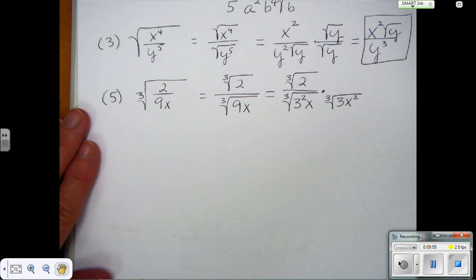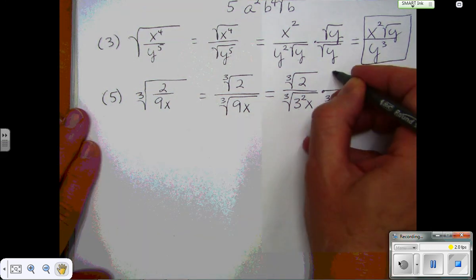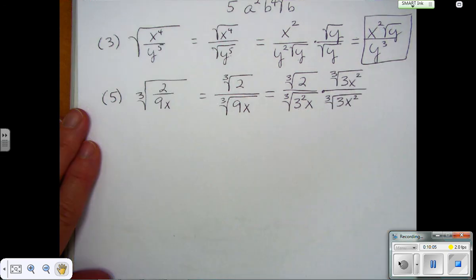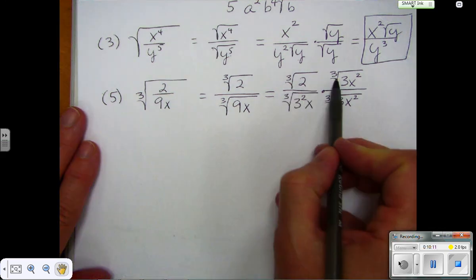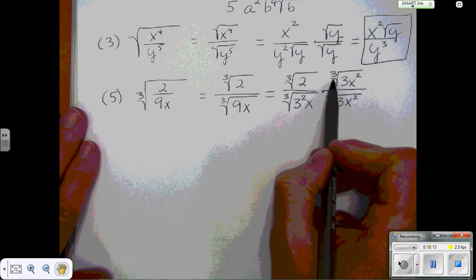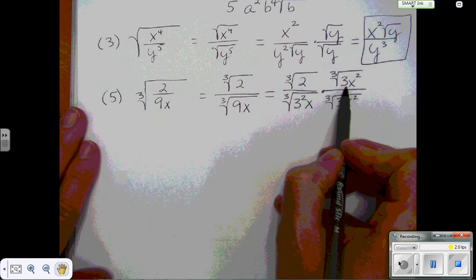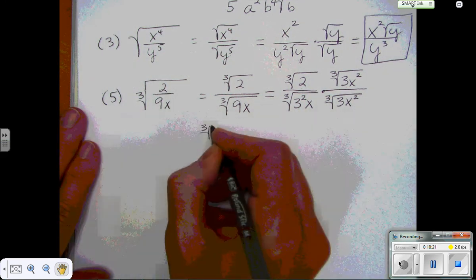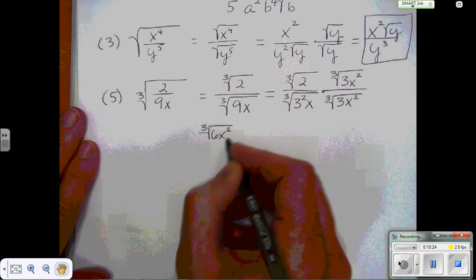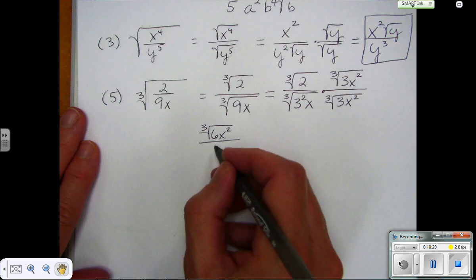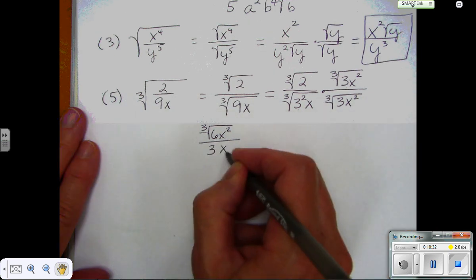Now since I'm multiplying the denominator by that radical, I need to multiply the numerator by the same thing. That way it keeps everything balanced. Okay, so I'm going to multiply that by cube root of 3x squared. Now since their indexes are the same, they're both 3's, I can multiply the numbers that are inside. 2 and 3, I can multiply them together. So in the numerator, I'm going to have the cube root of 6x squared all over the cube root of 3 to the third is 3, and the cube root of x to the third is x. And that's going to be your final answer.